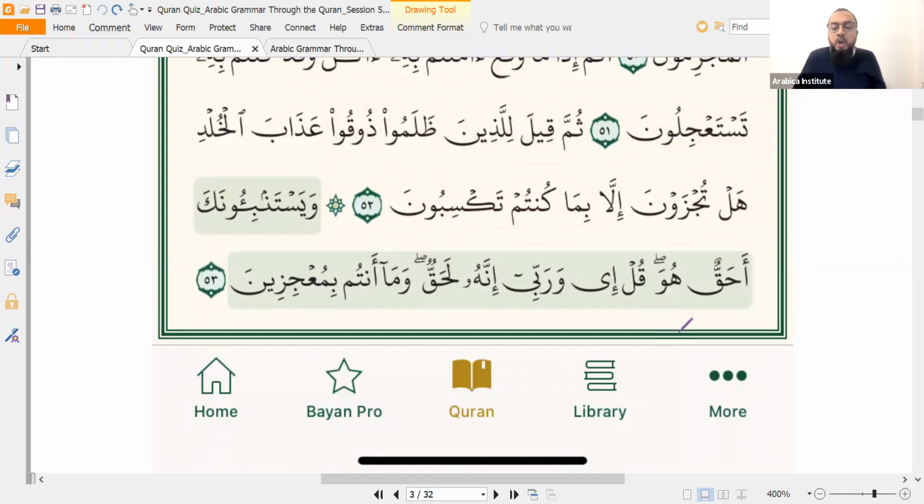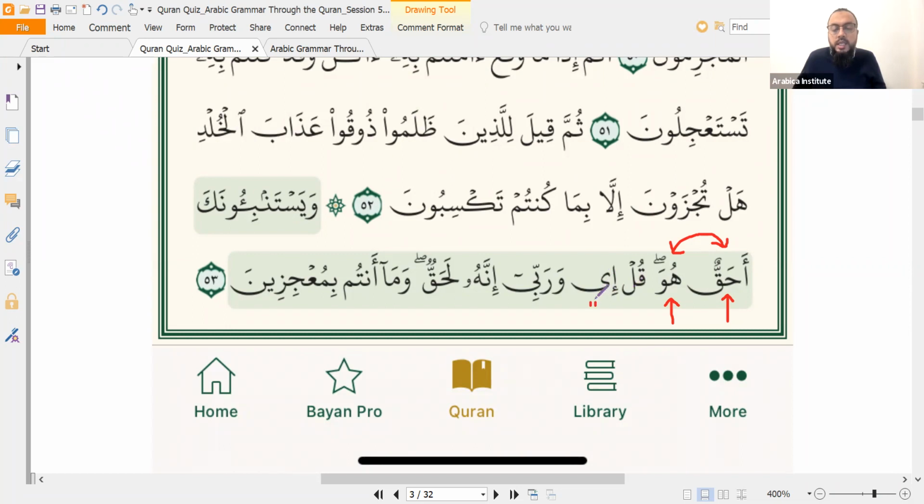Noun sentence. Good. Where's the mubtada? Huwa is the mubtada. Well done. And you can tell haqqun is your indefinite word. We've switched the mubtada and the khabar. We did this last week or the week before. Remember that? In a question you can switch them around. You say ahaqqun huwa, meaning ahuwa haqqun. Well remembered, guys.